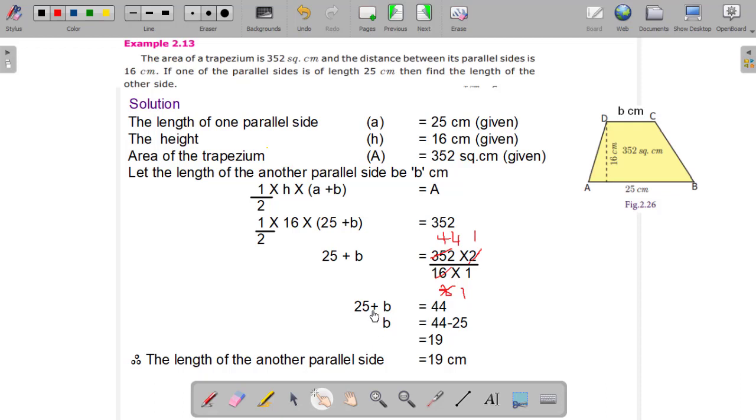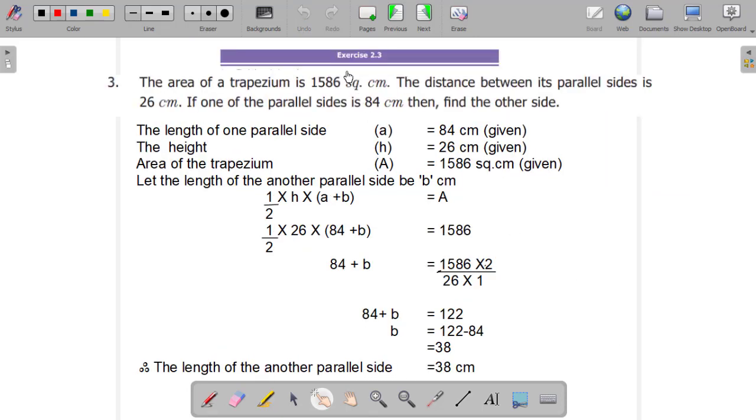Again we have a positive term on the right hand side. 25 is a positive term on the left hand side. If we send the positive term to the other side, it becomes a negative term. So 44 minus 25 is equal to 19. Therefore the length of the other parallel side is 19 centimeter.